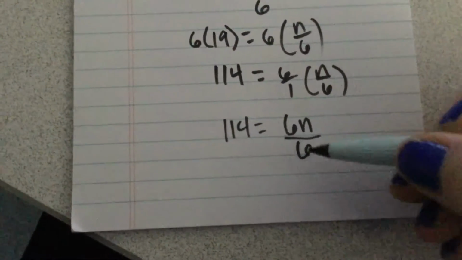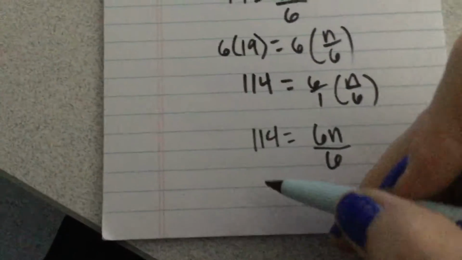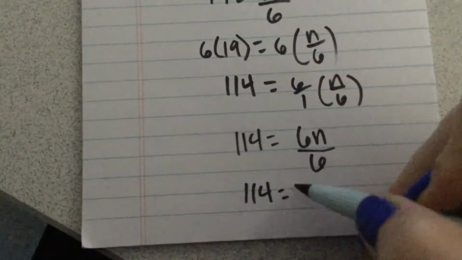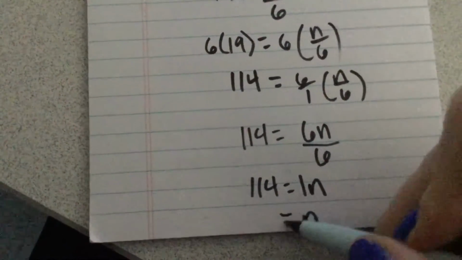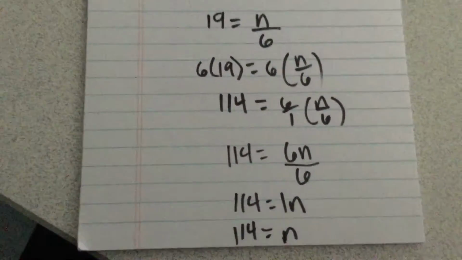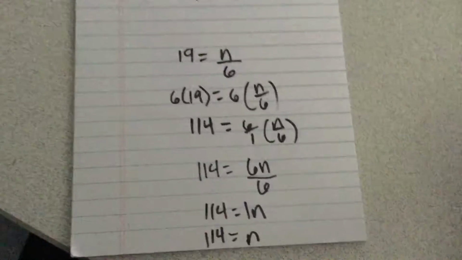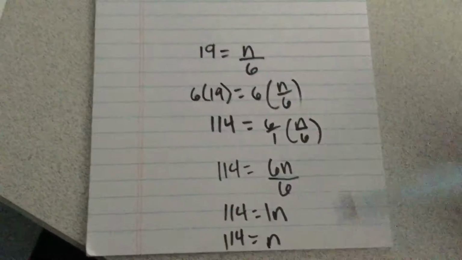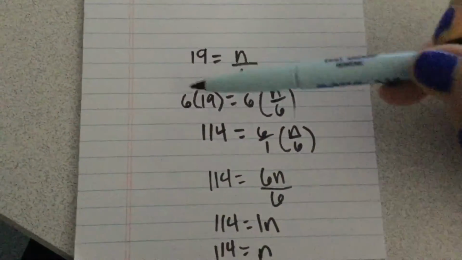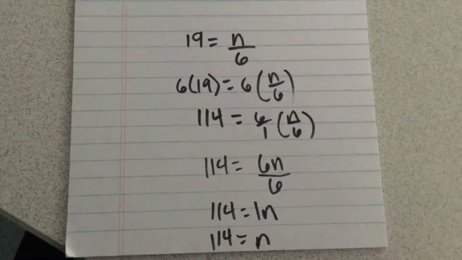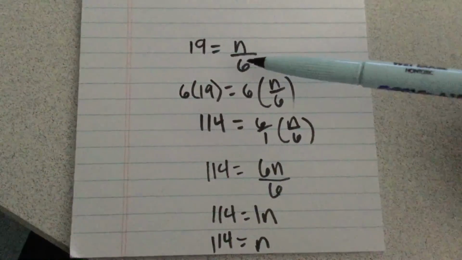And then 6 divided by 6 is just 1. And 1 times n is just n. So now I've isolated the variable. N equals 114. So that is how I would use inverse operations in this situation where the variable is being divided. The inverse would be to multiply both sides by the denominator.